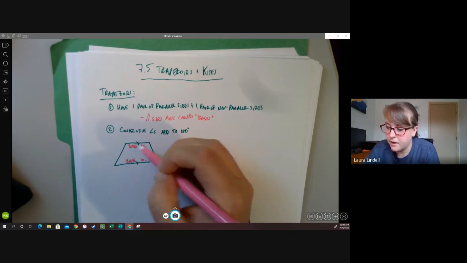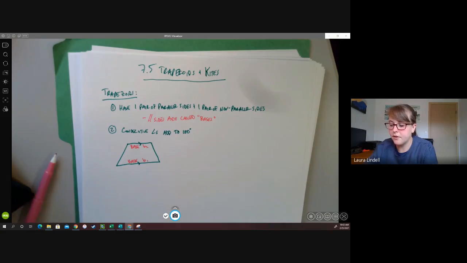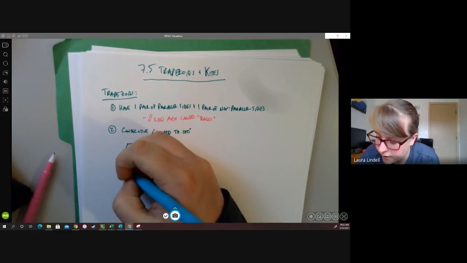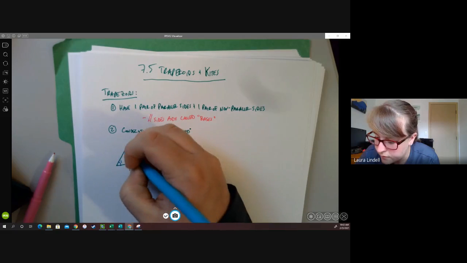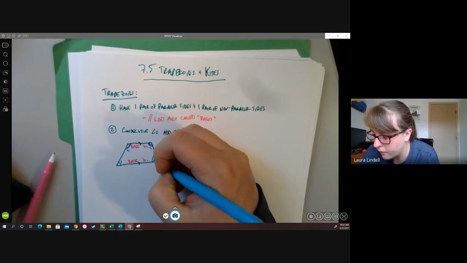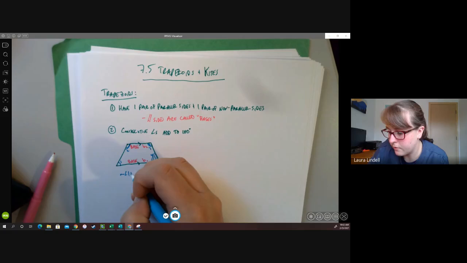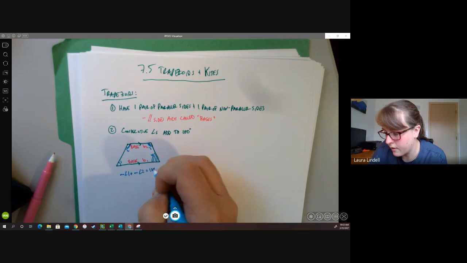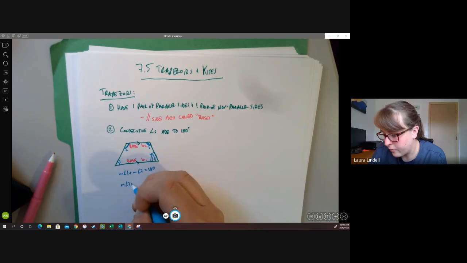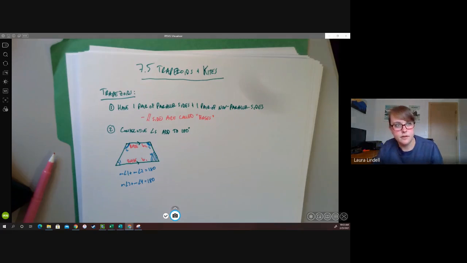So if we're thinking of these as parallel lines cut by a transversal, the consecutive interior angles are going to be like angle 1 and angle 2 here, and then angle 3 and angle 4 here. So measure of angle 1 plus measure of angle 2 is 180. And measure of angle 3 plus measure of angle 4 is 180. So those are the special properties for a trapezoid.